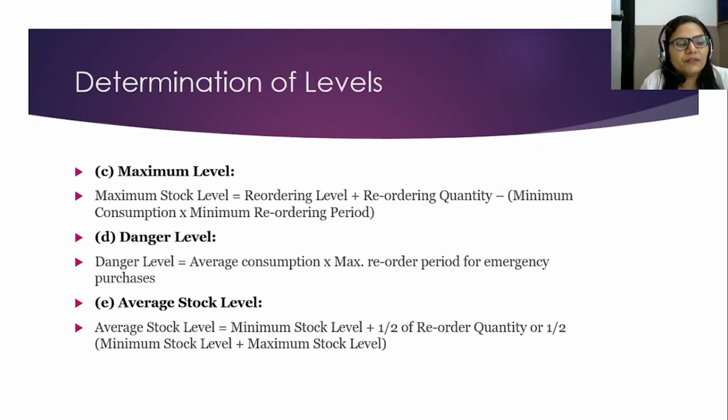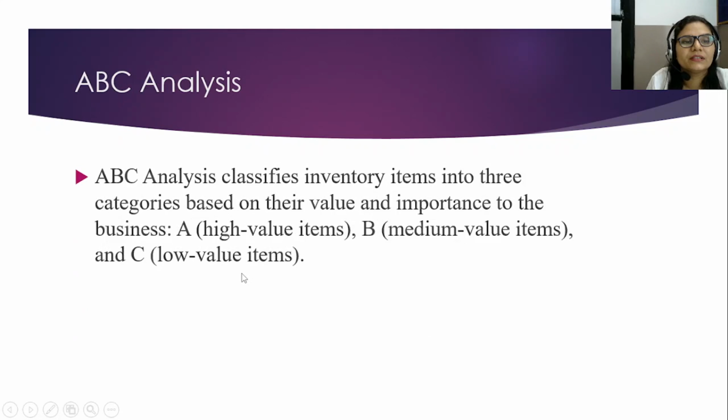This means a level at which normal issues of the material are stopped and issues are made only under specific instructions by the supervisor or the manager of the organization. The purchase officer will make special arrangements to get the materials which reach their danger levels so that production may not be stopped due to shortage of materials. Calculation can be done with the help of the formula. Danger level is equal to average consumption into maximum reorder period for emergency purchases.